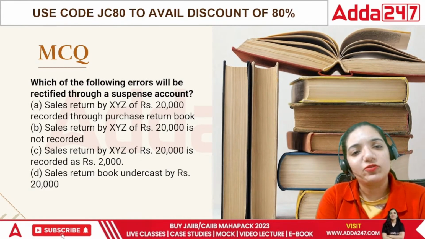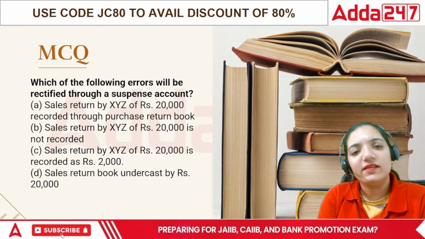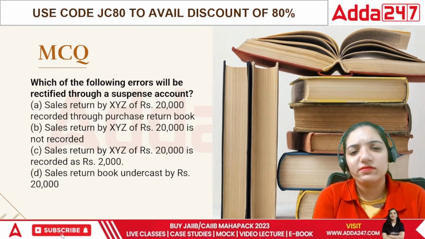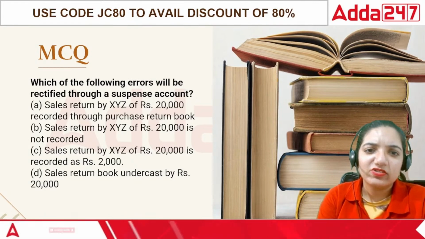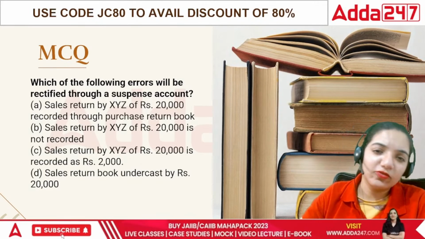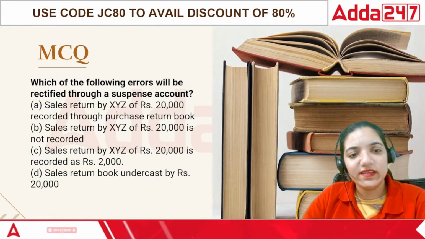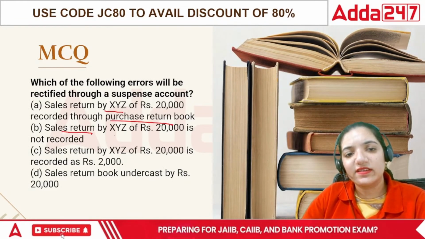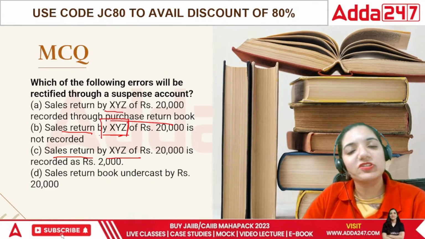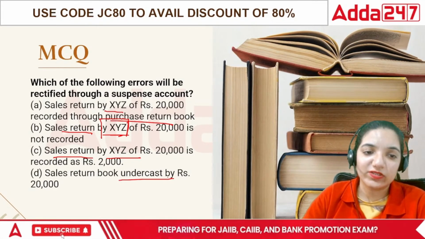Sales return recorded through purchase, then sales return is not recorded, then sales return is recorded as 2000, then sales book is undercast by 20,000. So I think if I talk about it, it would be the area of undercast, because we don't know from where the particular thing is going on. For every other thing you will see there are two impacts. Sales return XYZ, sales return XYZ. Both the elements of journal are visible. In case of undercast, that means you don't know which particular portion is there.